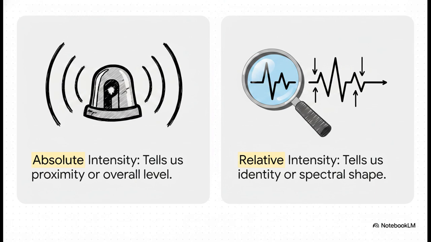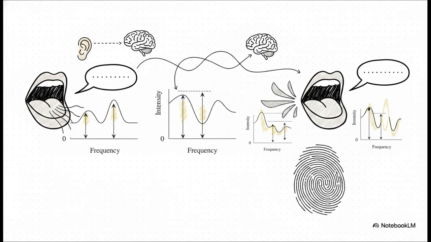Instead, your auditory system relies entirely on relative intensity. It is constantly calculating the exact ratios and the differences in volume between all the different frequencies that make up a single complex sound. And this beautifully illustrates that exact point. If we take an E vowel spoken softly at, say, 50 decibels and compare it to that exact same E spoken loudly at 100 decibels, the overall energy, the total height of the wave, shifts completely.